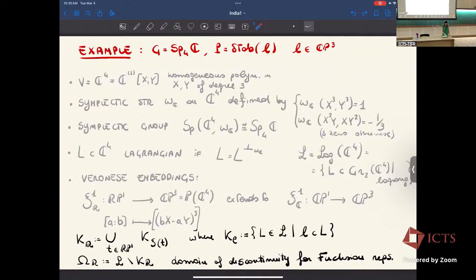So like how you construct this domain of discontinuity, first you define the bad set. This is the thickening. What you do is that for every point in RP1, you remove K of C_t. So C_t is a line. And so what is K of a line? These are the Lagrangians that contain that line.